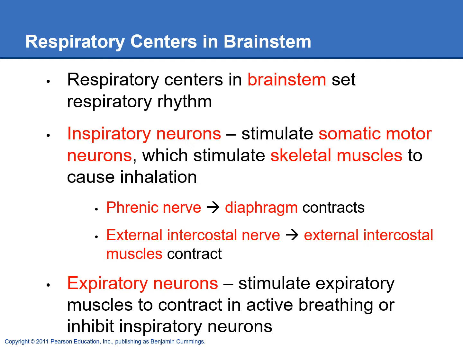The expiratory neurons will stimulate expiratory muscles to contract in active breathing, like when you're exercising and you need to exhale more air. They will stimulate your internal intercostal muscles and abdominal muscles, and they also will inhibit the inspiratory neurons.